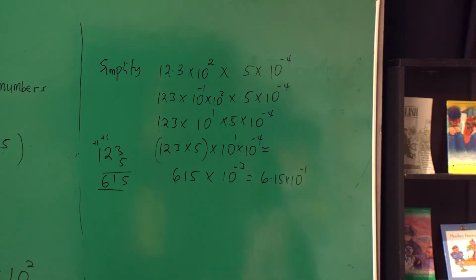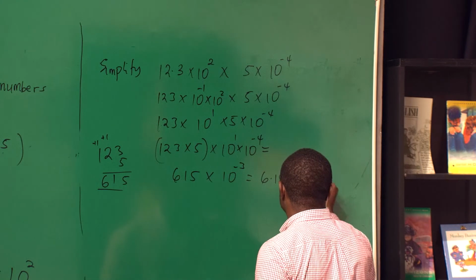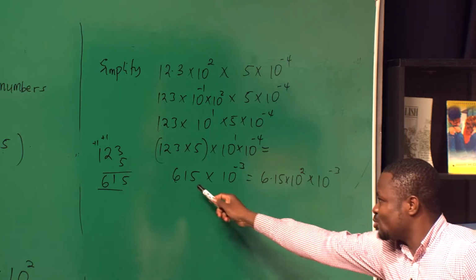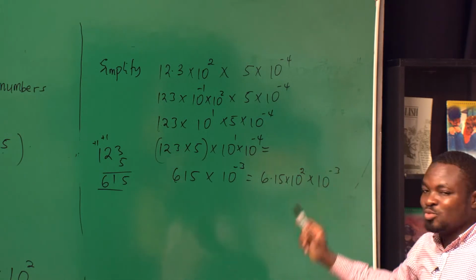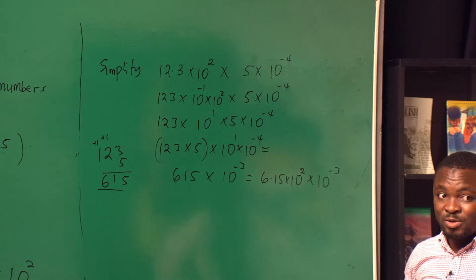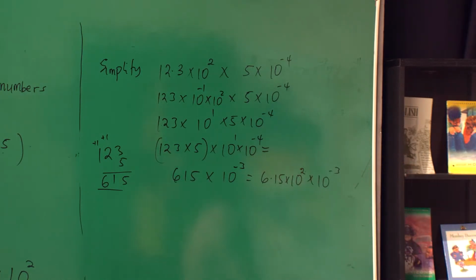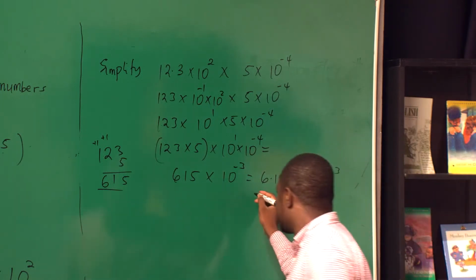No, that's the final answer. Otherwise, you could write it this way. The 615 is 6.15 times 10 exponent 2. Are you okay? You move from the left, 1, 2. That's why it's carrying positive 2 before the negative 3. So when you add the 2, you get negative 1. So you have that.